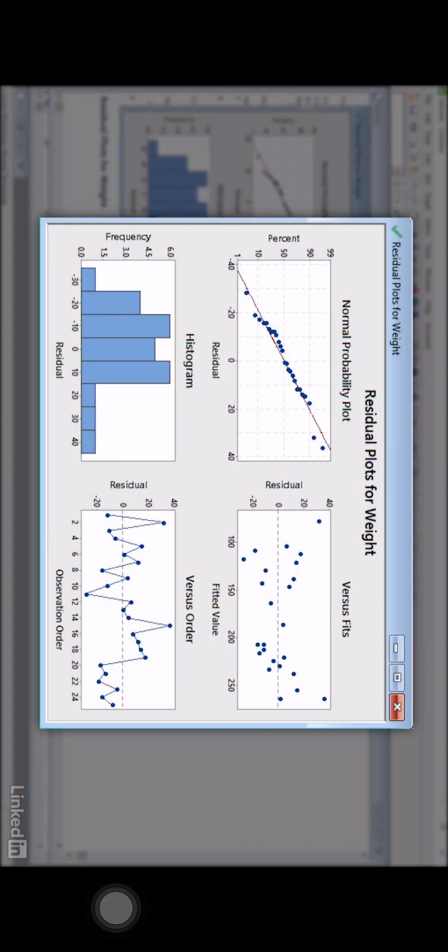To do that, go up to the Stat menu, Regression, Regression, and select Fit Regression Model. Change this to weight for the response. Select height for continuous predictor. And for the next one, categorical predictor, we'll select gender. Do the residual plots again, 4-in-1, that's good. And click OK. The plot looks good, normal and random. Let's go to the session window next.